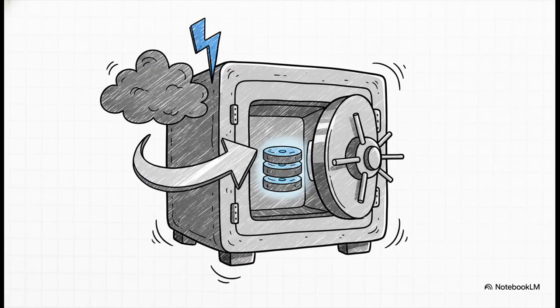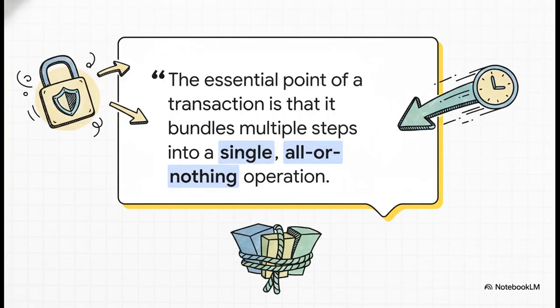And finally, D for durability. This is maybe the most comforting one. It's the promise that once the database gives you the thumbs up and says your transaction is done, it is done. It's permanent. It'll survive a power outage, a server crash, you name it. That data is saved and it is not going anywhere. This quote from the PostgreSQL documentation just nails it. A transaction is what bundles all those little steps into one big, all-or-nothing operation. That's the magic that makes ACID possible.